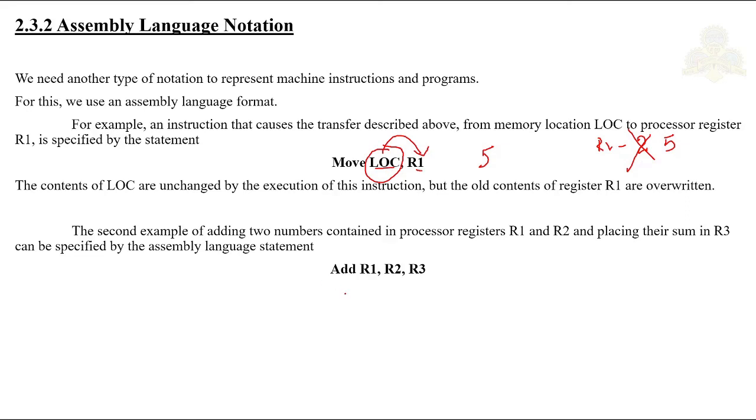Take another example wherein you want to add the two numbers which are present in the registers and you want to place the sum in R3. For that, how do you write it in a single instruction? You just mention add R1, R2, R3. Now the contents of R1 and R2 will be added and placed in R3. Now R3 contents would be overwritten but R1 and R2 would remain unchanged. Okay.